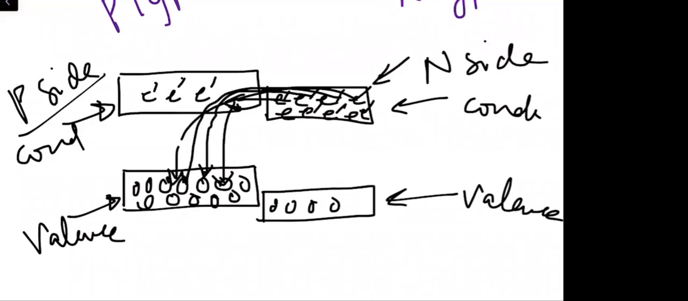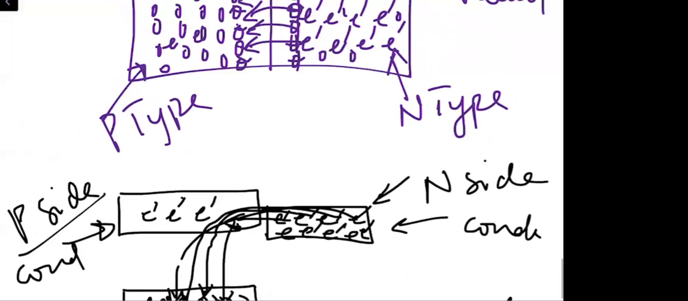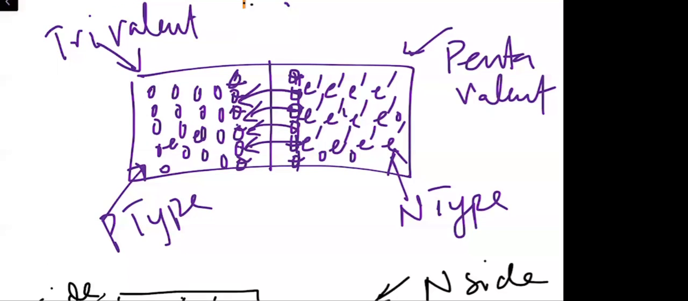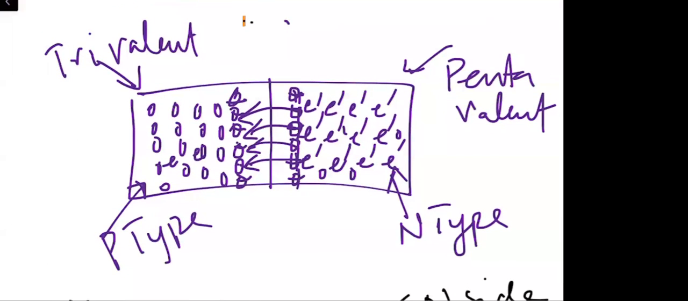So due to that, what happens is that the positive ions are being created on the n side and negative ions are being created on the p side, right?